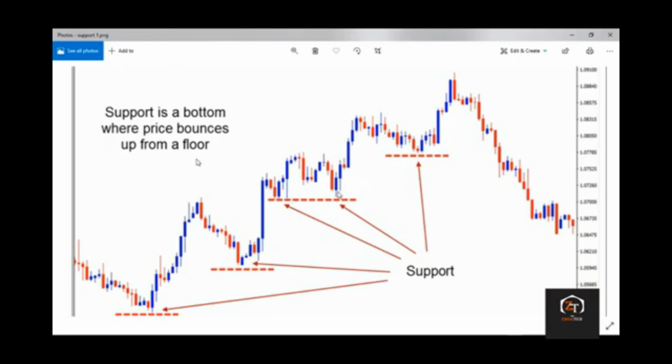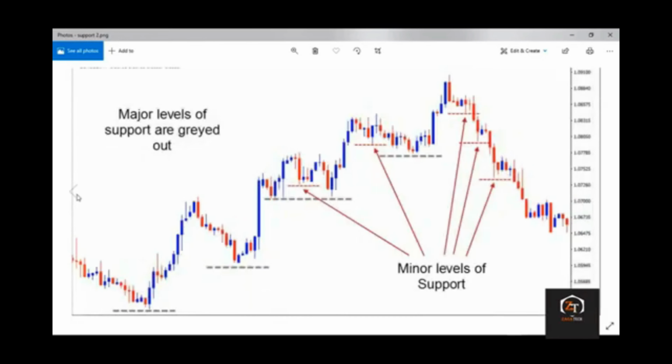Going to the second part of the picture, I'll show you what major and minor support is all about. Now this is a major support, and the smaller mid area you see that stick here is minor support.